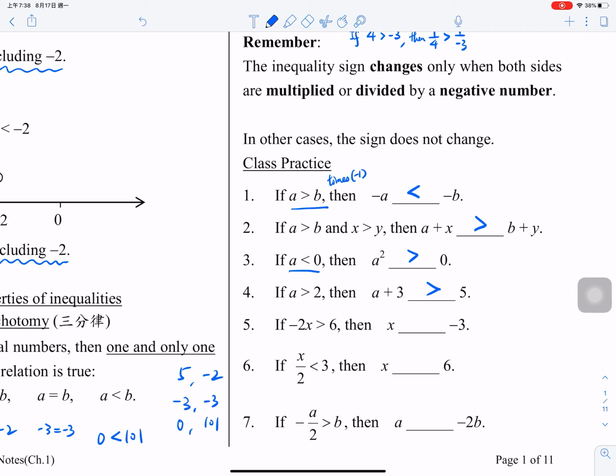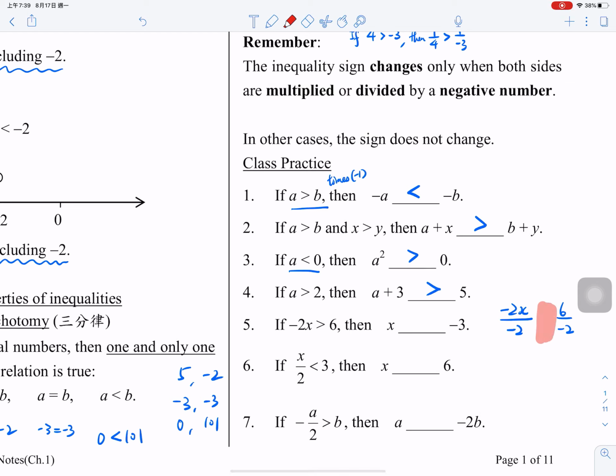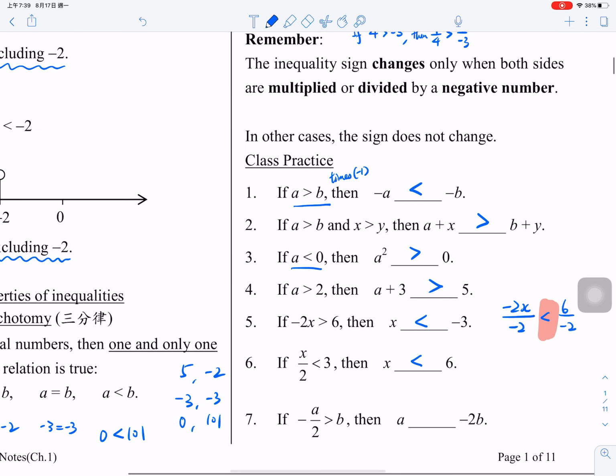If negative 2x is greater than 6, here that means negative 2x over negative 2 and 6 over negative 2. What happened here? Yeah, both sides divided by a negative value, right? So the inequality sign changes. Negative x is smaller than negative 3. Okay? Here both sides times 2. So it keeps, this one smaller than 6.